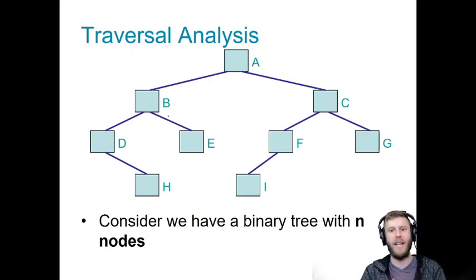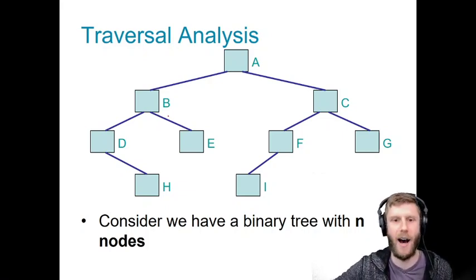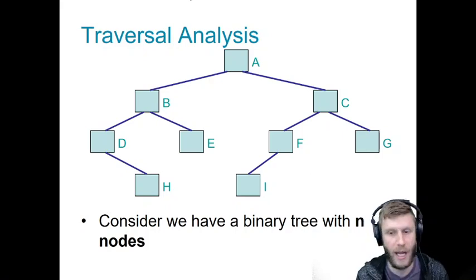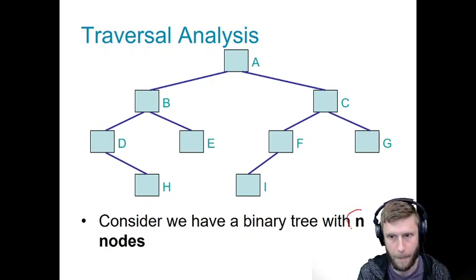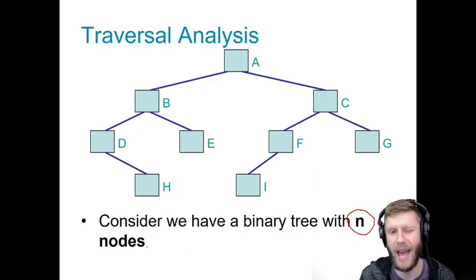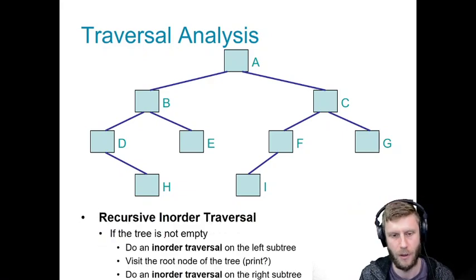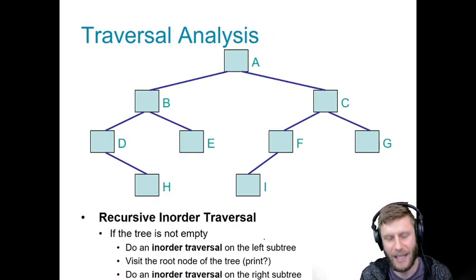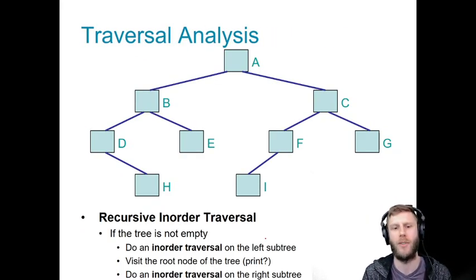So, consider we have a binary tree of, and this is important, listen to what n represents here. If we have a binary tree with n nodes, what is the computational complexity of doing our in-order traversal?